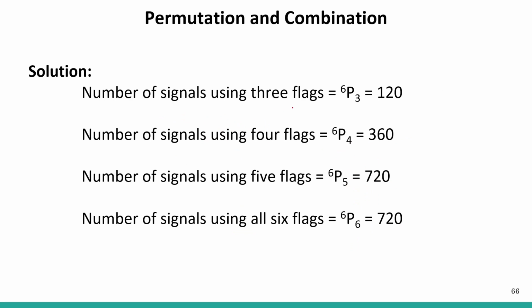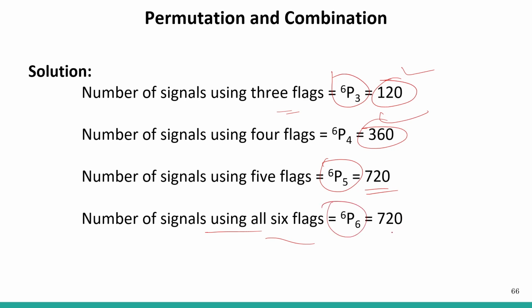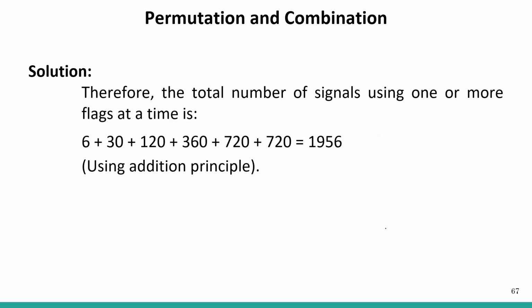The number of signals using 3 flags is 6P3, that is equal to 120. The number of signals using 4 flags is 6P4, that is equal to 360. The number of signals using 5 flags is 6P5, that is equal to 720. The number of signals using all the 6 flags will be 6P6, that will be 720. So the total number of ways is 1956, summing all these up.